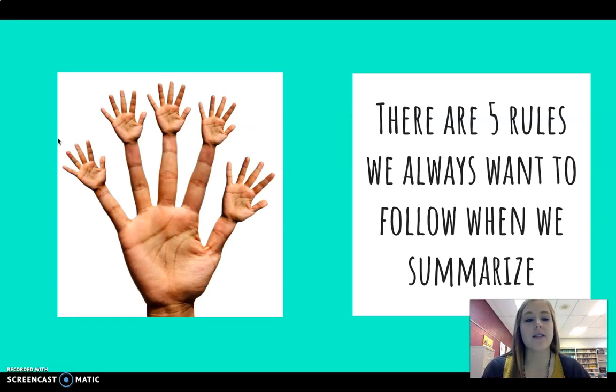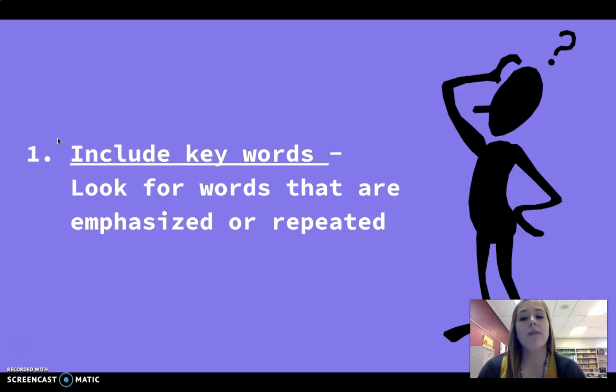When we summarize, there are 5 rules that we always want to make sure that we follow. And I'm going to give you guys a little hint here. If I were you, I would maybe jot down a few notes as we're going through this. Make sure that you write down what the 5 rules are and what they mean. And since this is a video, you can always pause the video to take a few minutes to write these things down. Our first rule of summarizing is to include keywords.